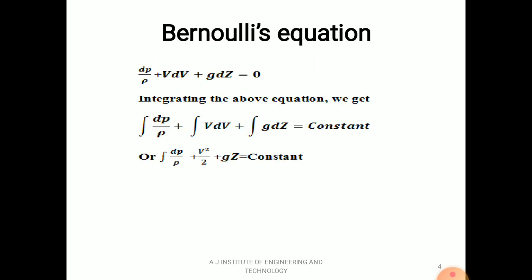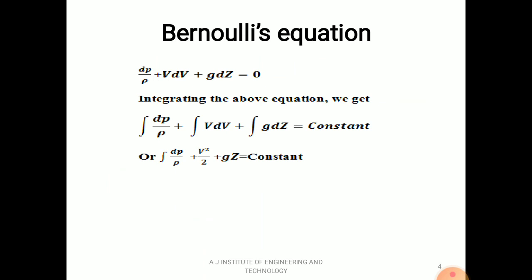Next, let us go for Bernoulli's equation. We are going to study Bernoulli's equation in the third module, that is laminar and turbulent flow and fluid dynamics. For time's sake, let us just write down the expression as dp by rho plus V dV plus g dz equal to 0, where p is pressure, rho is density, V is velocity, g is acceleration due to gravity and dz is the difference in elevation.